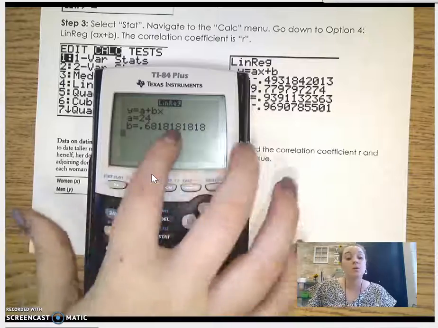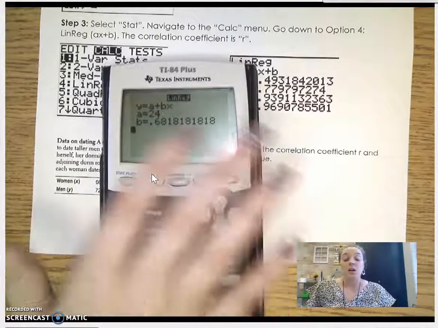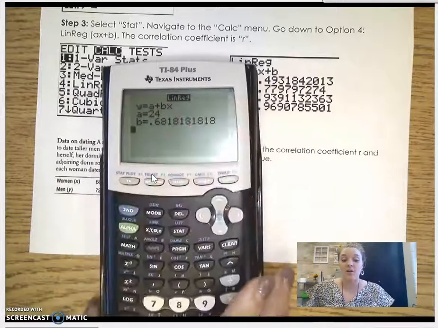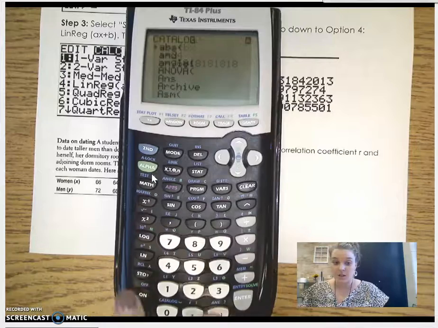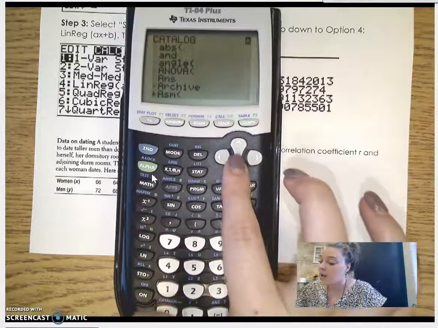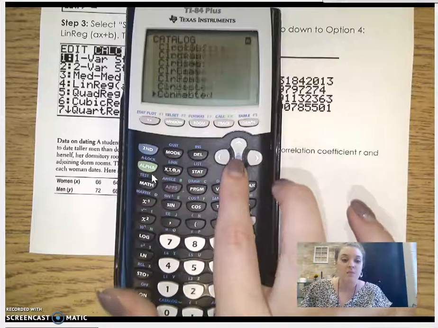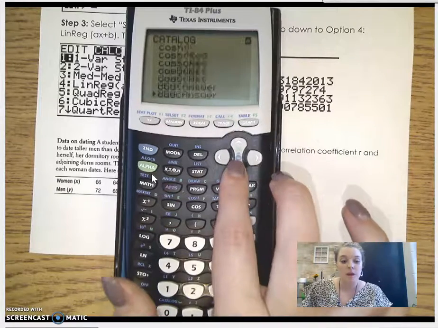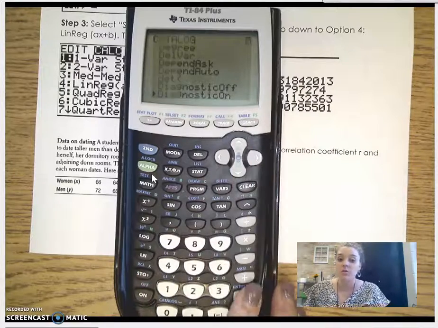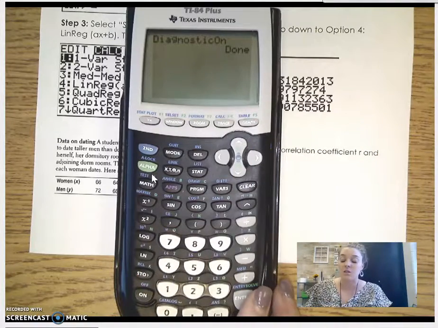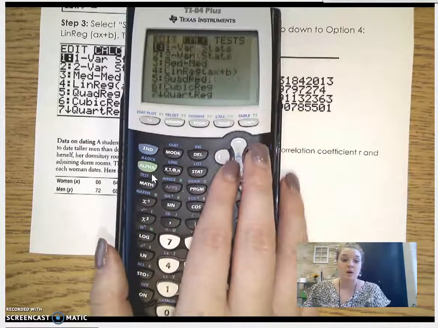Now, when you do this and it only comes up with your a and your b value, it's because you didn't turn on diagnostics in your calculator. So to do that, you go 2nd, 0 to get to the catalog, and you have to turn your diagnostics on. So you're going to go all the way down to diagnostics. And as we prepare more for the AP test, I will remind you over and over, and Ms. Lucas will remind you over and over, to turn your diagnostics on so that it's the first thing you do when you sit down and take the test. You don't have to worry about it.